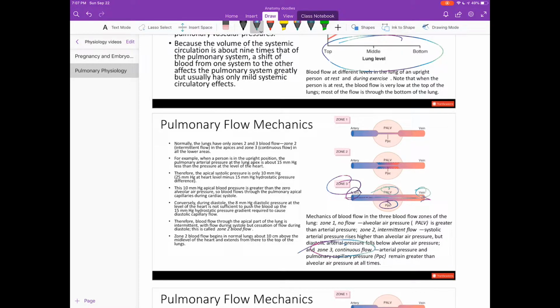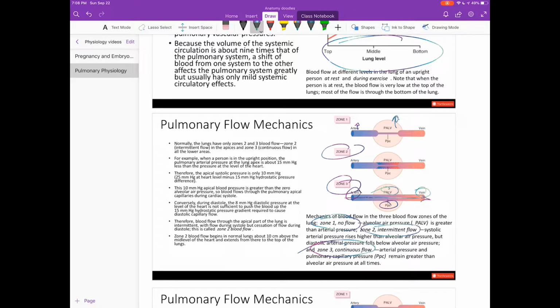That's zone 3. In zone 2, as you can see here, this is called intermittent flow, where the systolic arterial pressure is higher than the alveolar air pressure, but the diastolic arterial pressure falls below the alveolar air pressure. Okay, so basically there is less pressure going through the alveoli than there would be in zone 3. In zone 1, this is where there's no flow. The alveolar air pressure is actually greater than the arterial pressure coming in.